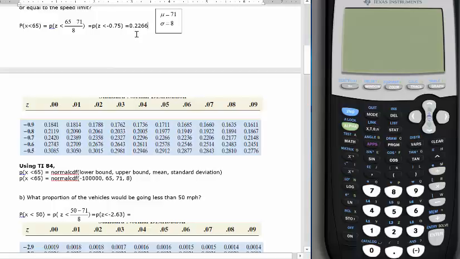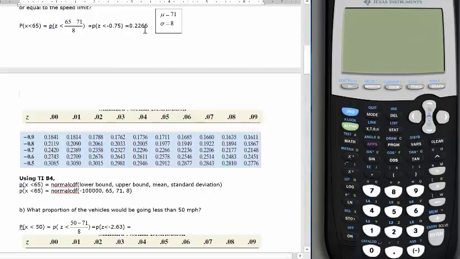If they ask you to find what percent of the vehicles have a speed that is less than the speed limit, you change this one to a percent. To change it to a percent, multiply by 100, and it will be 22.66%. So you can write it this way.